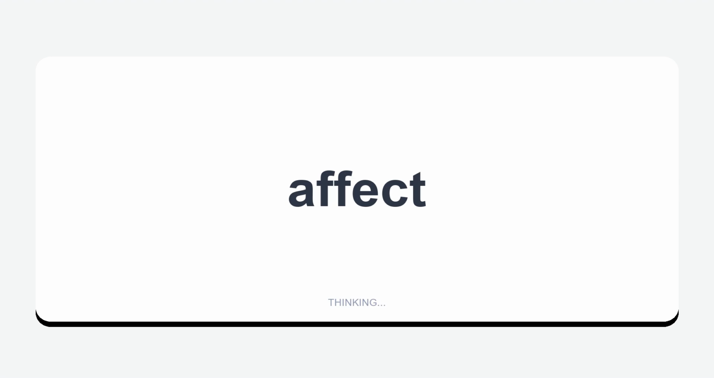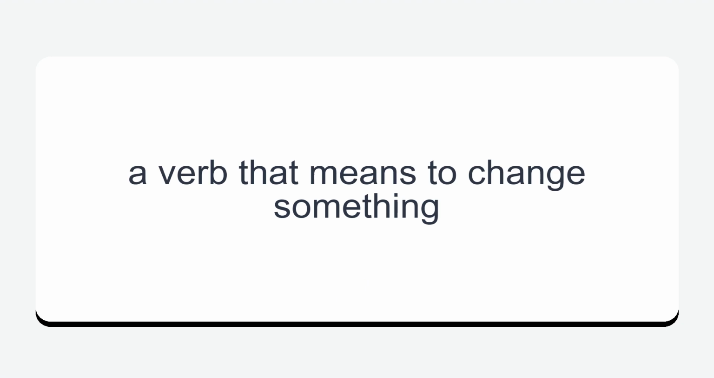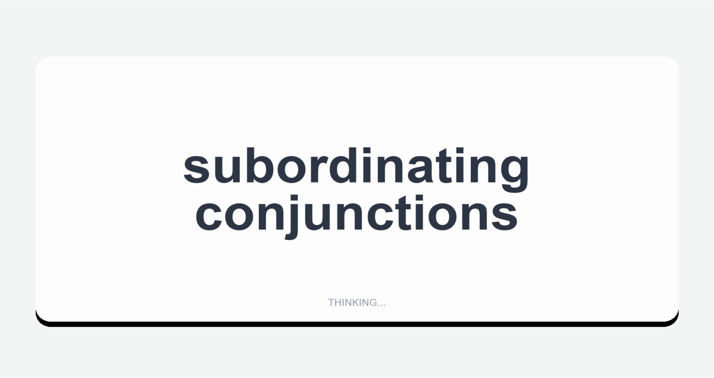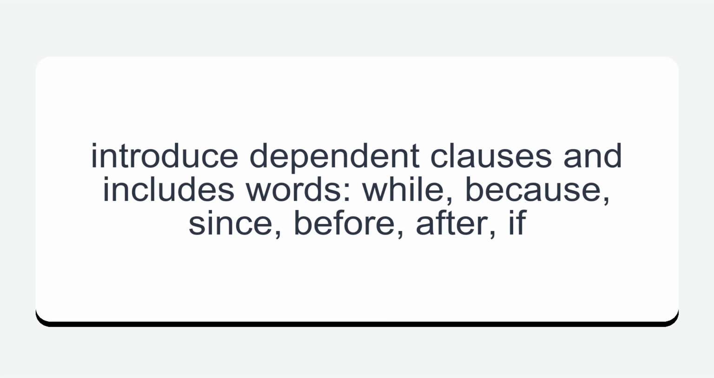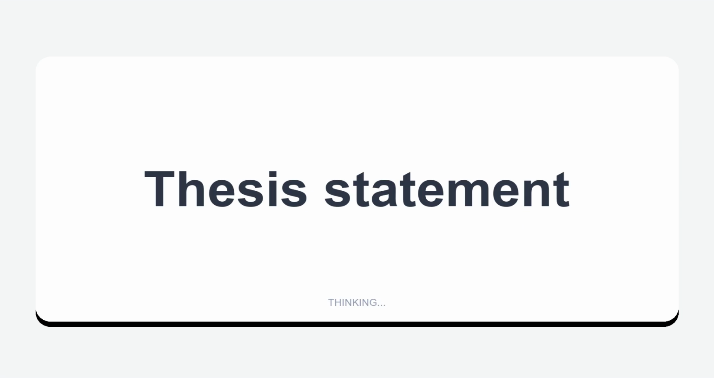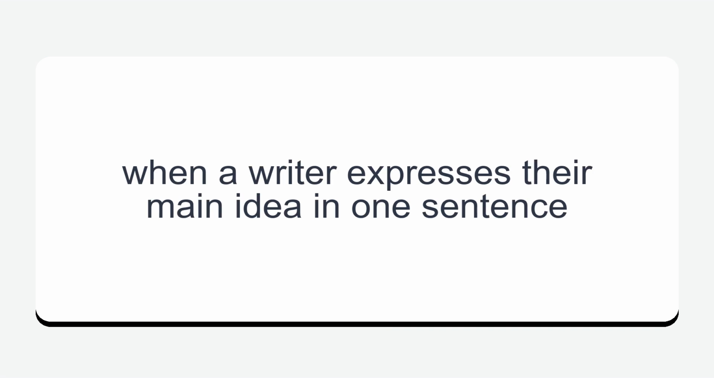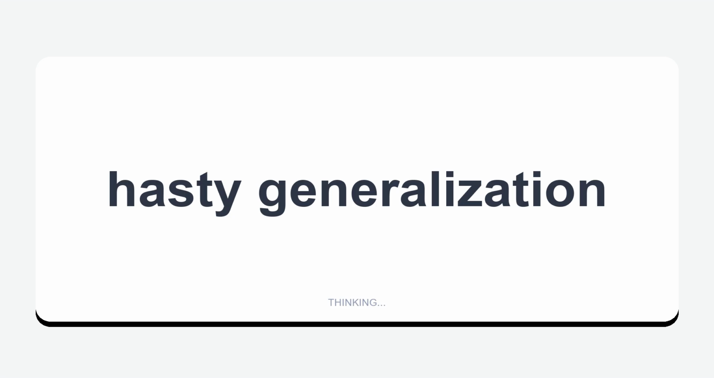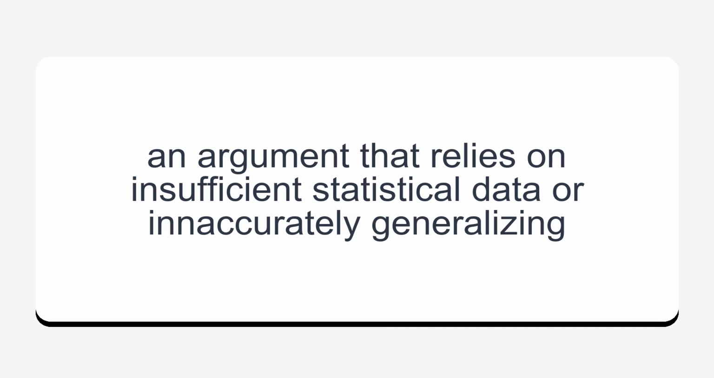Effect: a verb that means to change something. Subordinating conjunctions: introduce dependent clauses and include words like while, because, since, before, after, if. Thesis statement: when a writer expresses their main idea in one sentence. Hasty generalization: an argument that relies on insufficient statistical data or inaccurately generalizing.